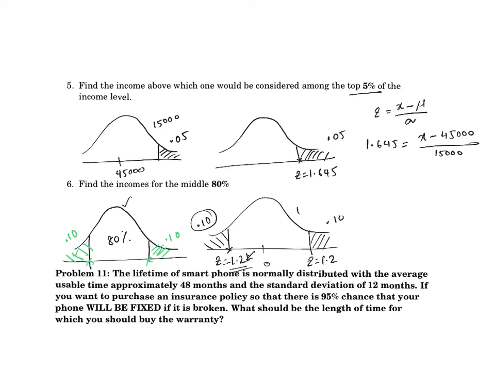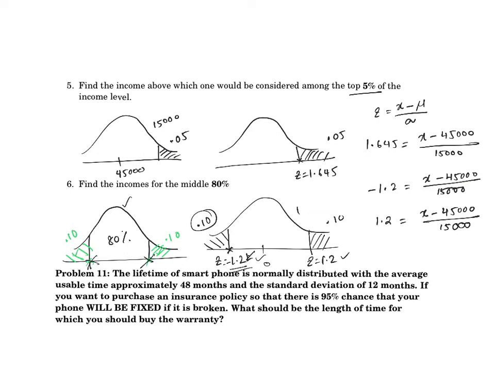If this z value were negative 1.2, then this is negative 1.2 and this is positive 1.2, because they are mirror images of each other. Then you find the corresponding values. In one case, negative 1.2 is equal to x minus 45,000 over 15,000. In the other case, 1.2 is equal to x minus 45,000 over 15,000. And then you find two values.